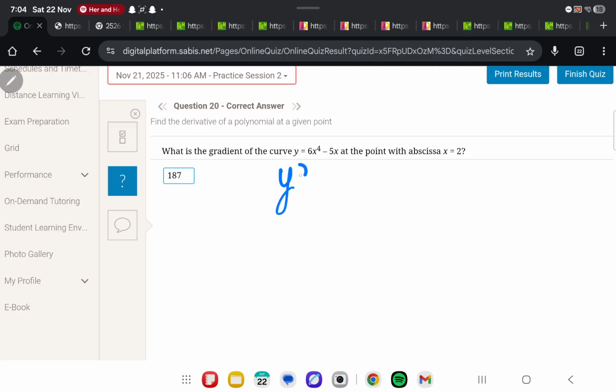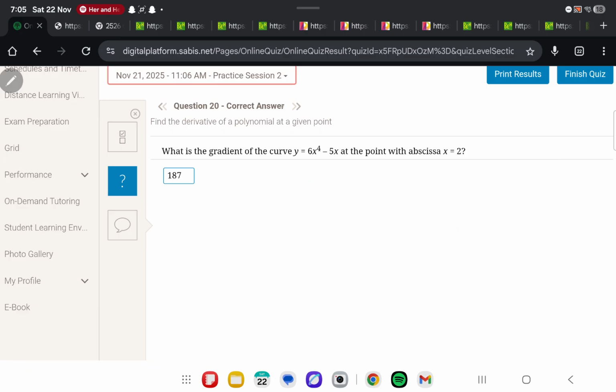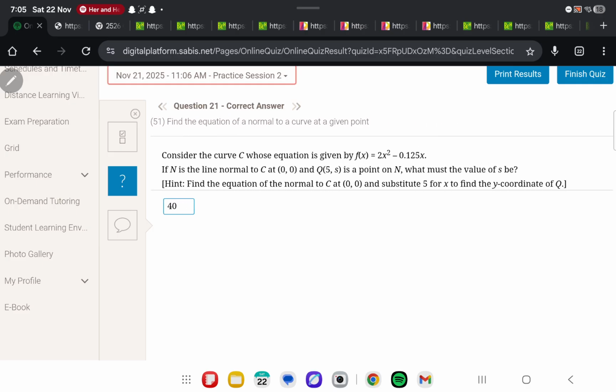What's the gradient of the curve? So y prime is equal to 24x cubed minus 5. Substitute 2. So 24 times 8 minus 5, because 2 cubed is 8. So 24 times 8 minus 5 is 187. That's your answer. Okay, I'm just going through these quickly.